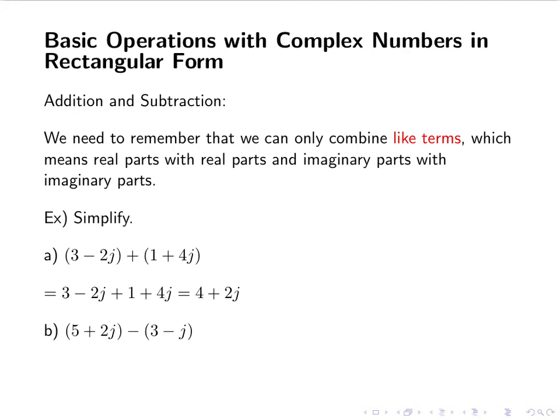If it's subtraction, we just have to remember that we need to distribute that negative sign across the second complex number. So it becomes the 5 plus 2j minus 3 plus j, because we have that double negative. And then again, we'll combine our real parts, and we'll combine our imaginary parts. And we end up with 2 plus 3j.